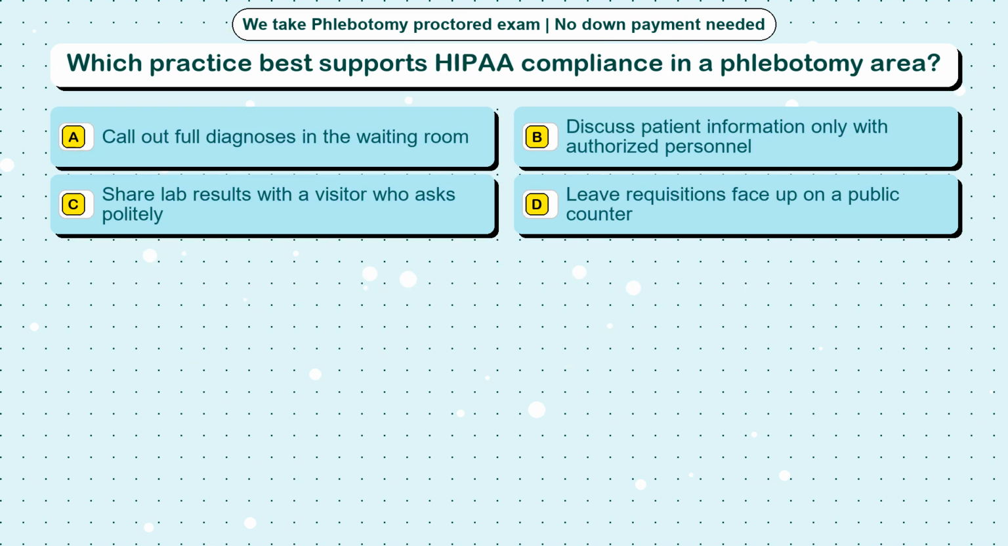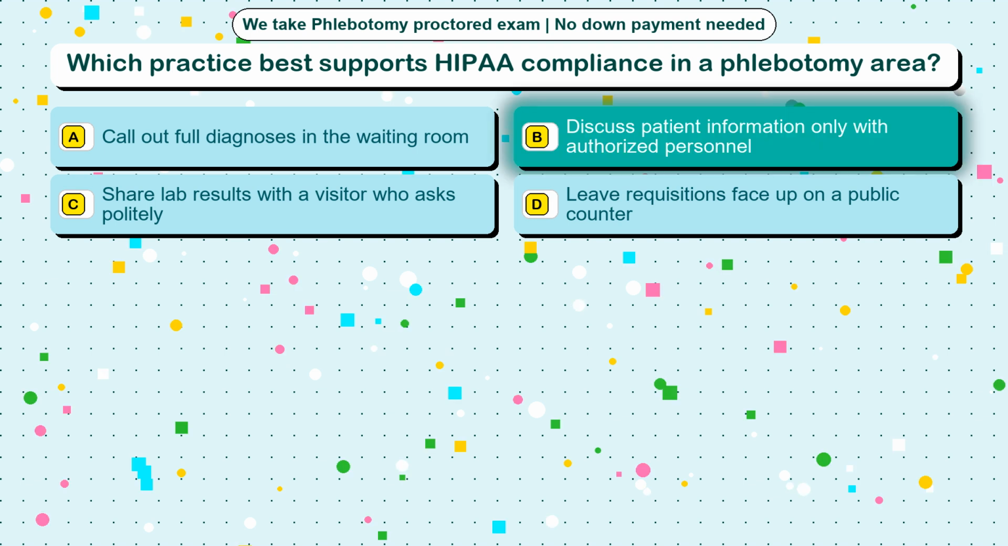Question 69. Which practice best supports HIPAA compliance in a phlebotomy area? Option A, call out full diagnoses in the waiting room. Option B, discuss patient information only with authorized personnel. Option C, share lab results with a visitor who asks politely. Option D, leave requisitions face up on a public counter.